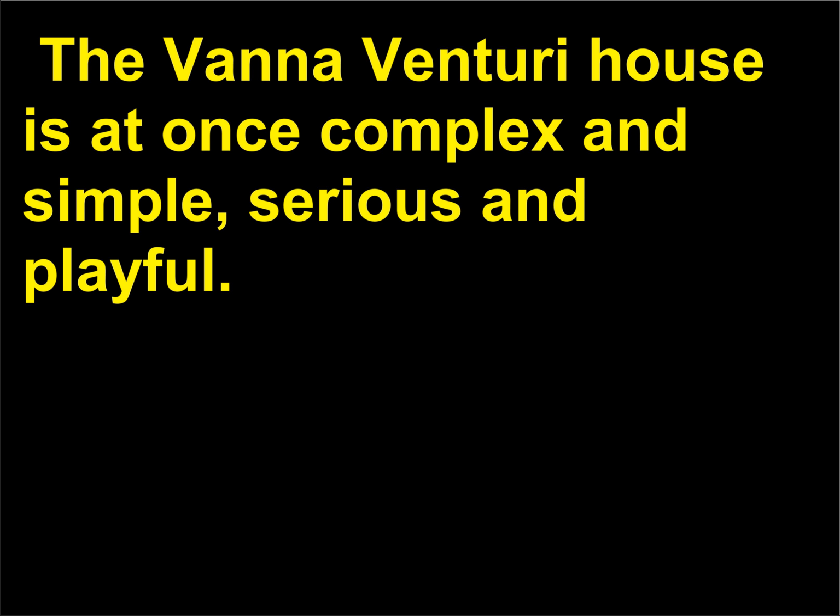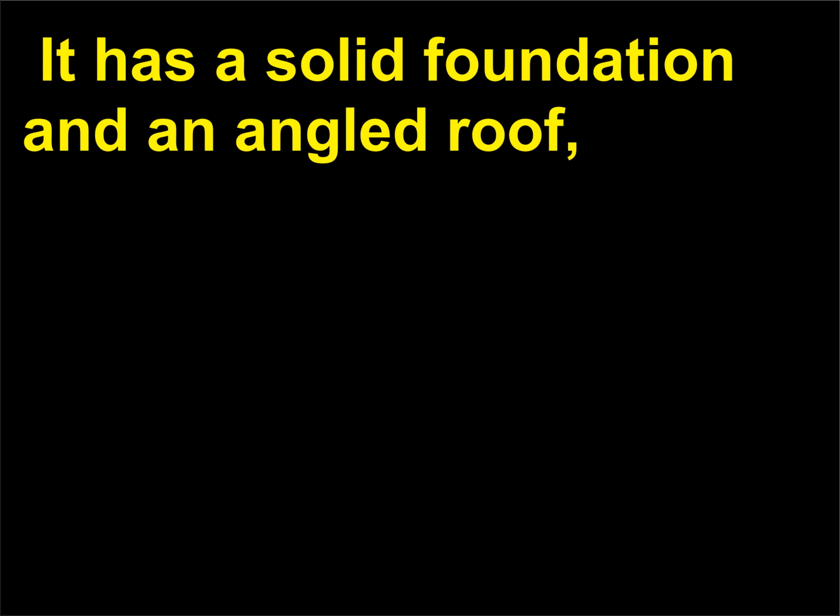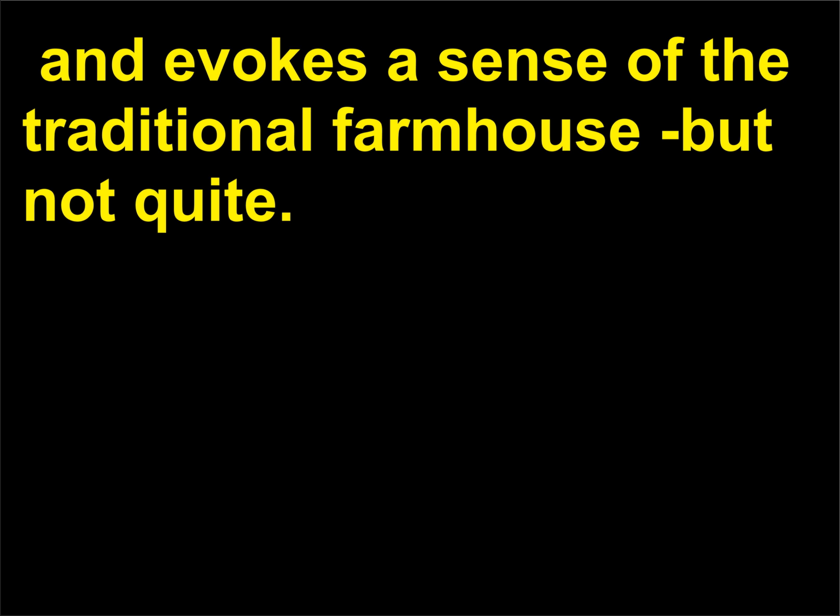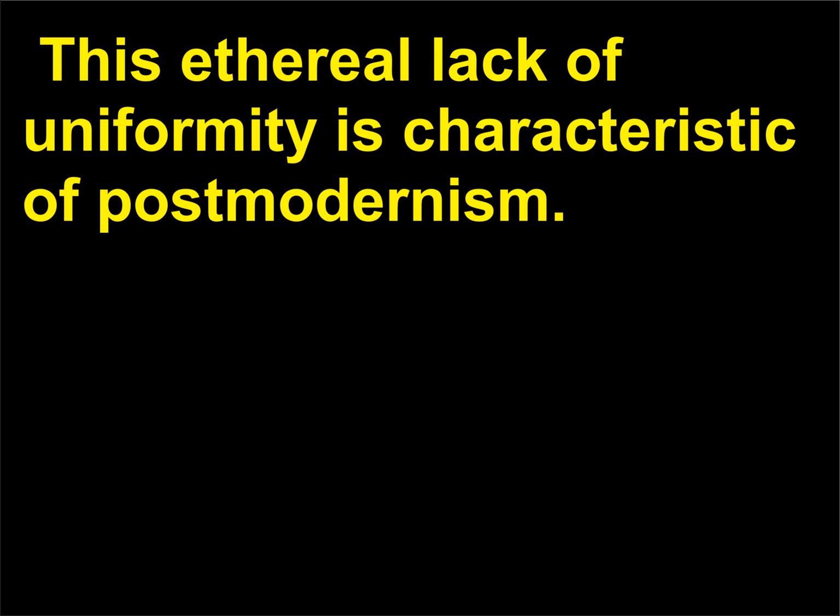The Vanna Venturi house is at once complex and simple, serious and playful. It has a solid foundation and an angled roof, and evokes a sense of the traditional farmhouse, but not quite. This ethereal lack of uniformity is characteristic of postmodernism.